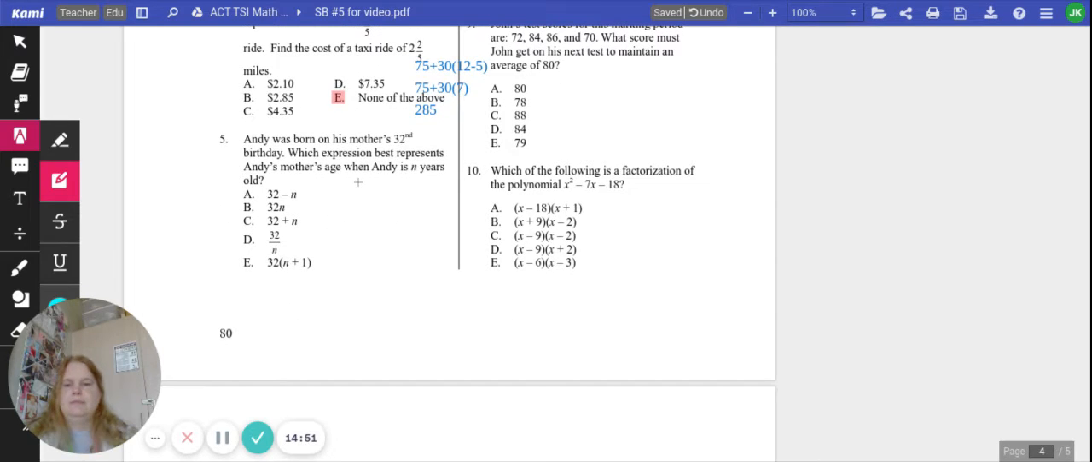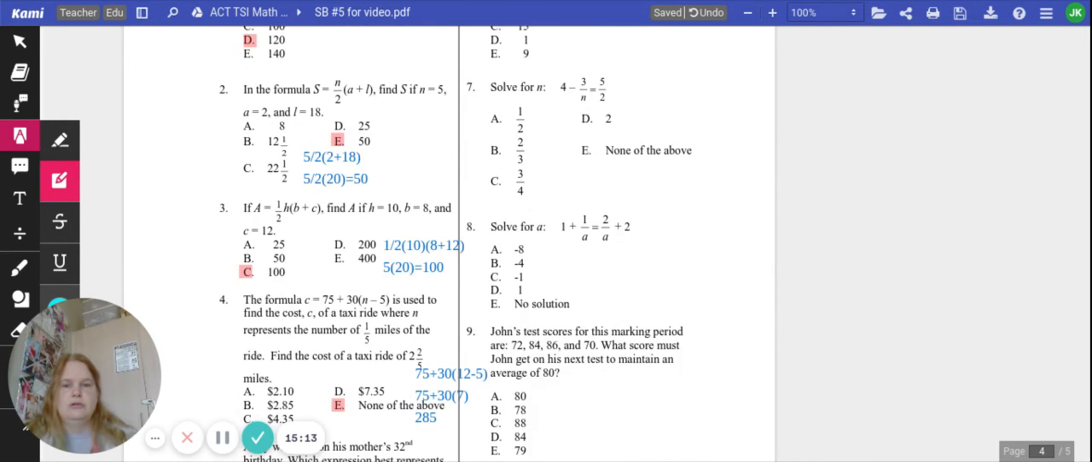All right, Andy was born on his mom's 32nd birthday. Which expression best represents his mom's age when Andy is N years old? So you just add 32 to however old Andy is. If he's 10, she's 42. If he's 20, she's 52. So 32 plus N tells how old she is.